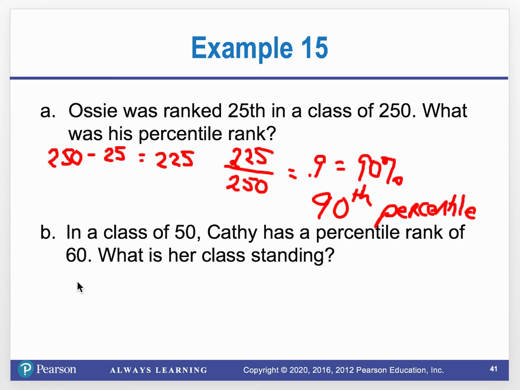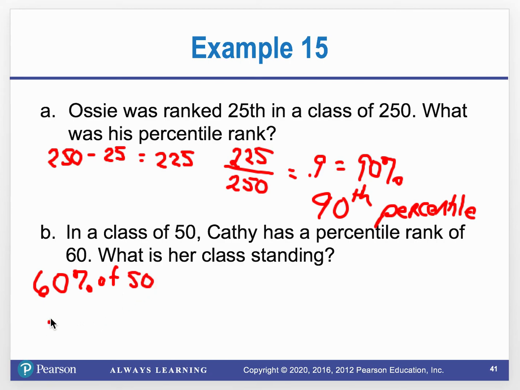Okay, in a class of 50, Kathy has a percentile rank of 60. So what is her class standing? Okay, so since her percentile rank is 60, that means 60% of those 50 people scored lower than Kathy.